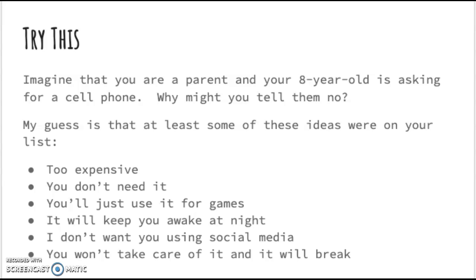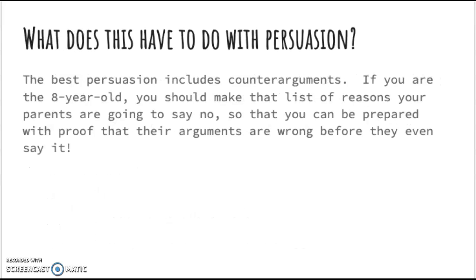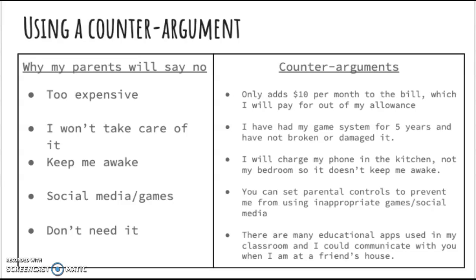So if you're a kid and you really want your parent to buy you that cell phone, you would want to predict these things ahead of time and be prepared with what you're going to say back when your parents tell you these things. So what does this all have to do with persuasion? Well, the best persuasion includes the counter arguments. If you're the 8-year-old, you want to make that list and be prepared so that when your parents say no to you for those reasons, you already have proof and you're going to come right back at them before they can even argue with you.